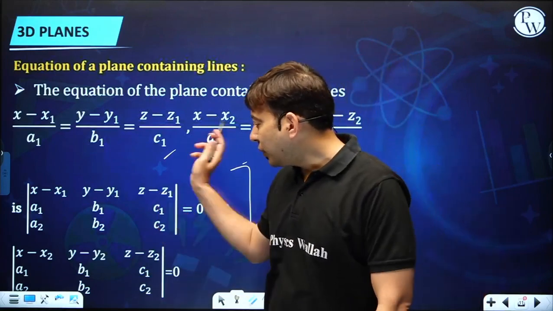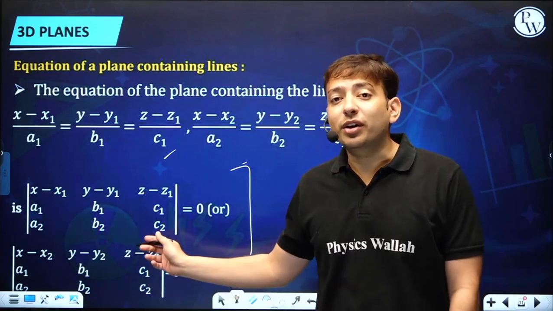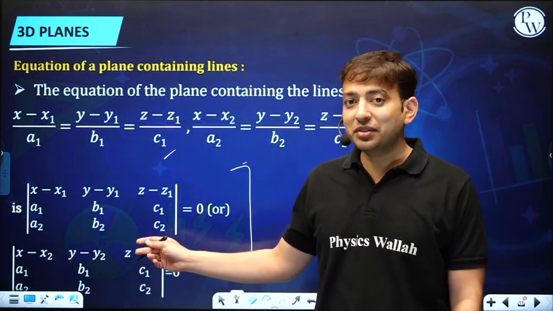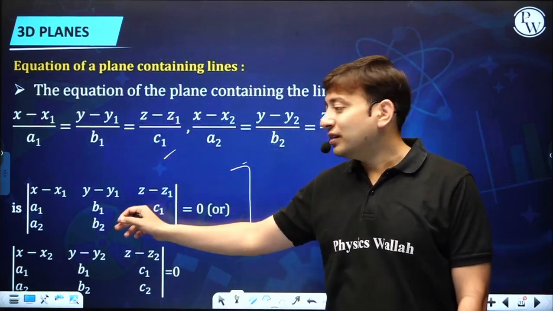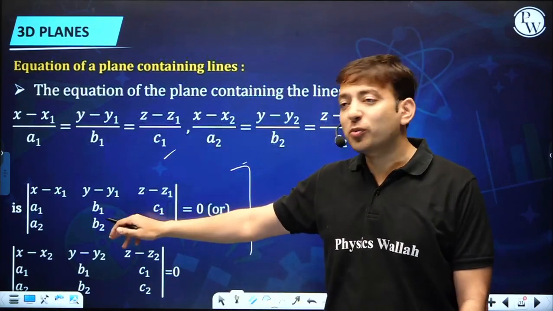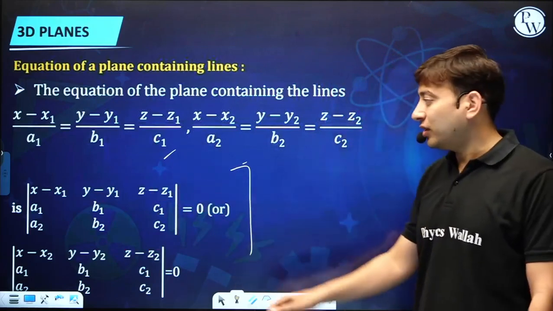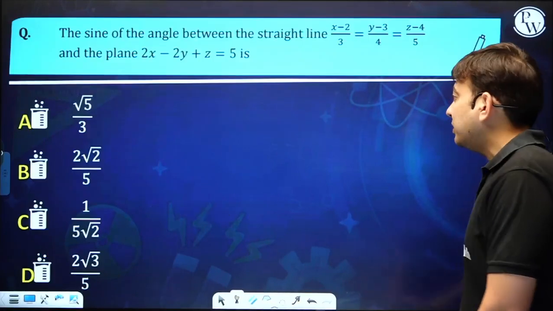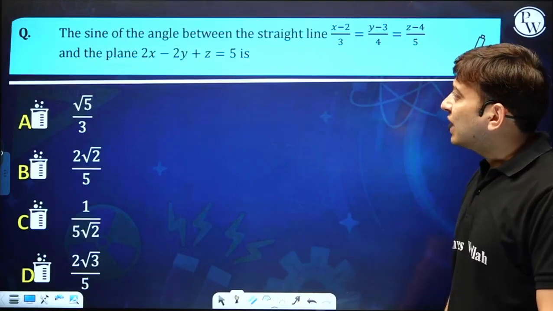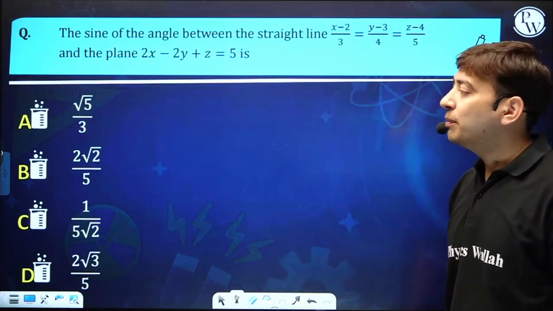Now in this only, if you put another point like x2, y2 and z2, it will become what? Coplanar line condition. It will become the coplanar line condition because in this plane I am putting one more point. So in this way the coplanar line condition came. Understood?